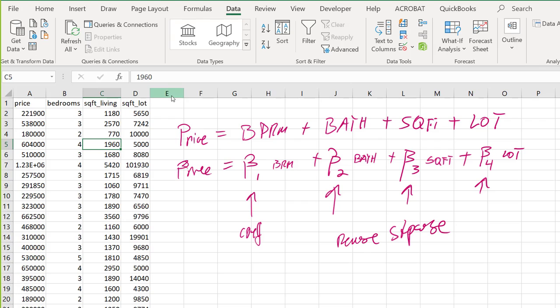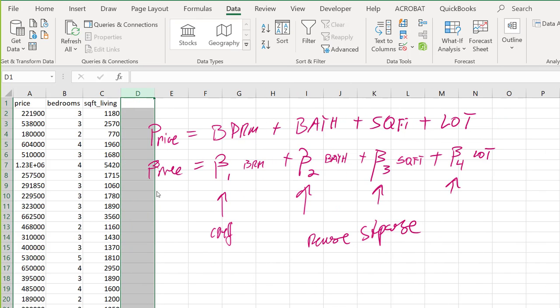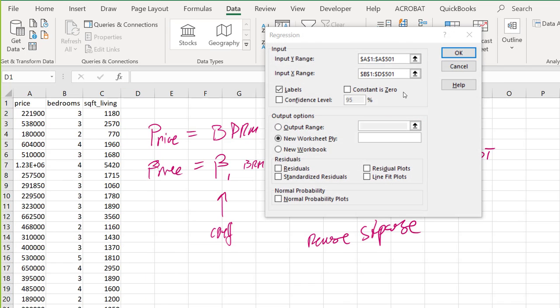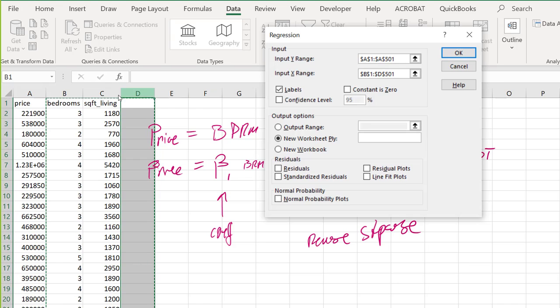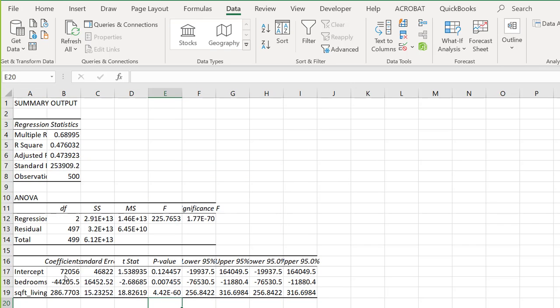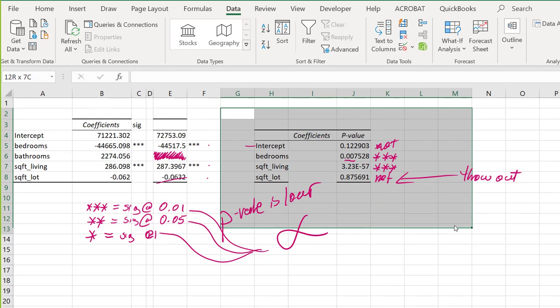I'm going to throw out square foot lot, right? Delete, data analysis, regression. This time I'm going to column C, and I end up with 2 variables, hopefully, if I did this right. This is regression 3. I'll do the same thing again. I want this guy, Control C, go to my results. Let's delete all of this.